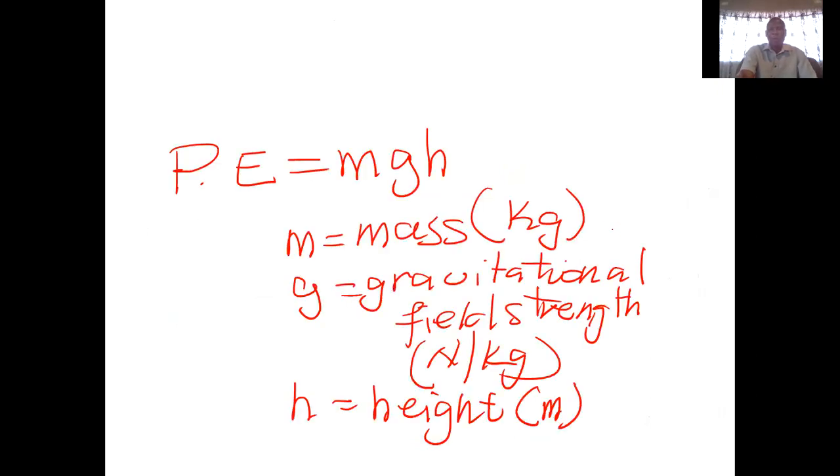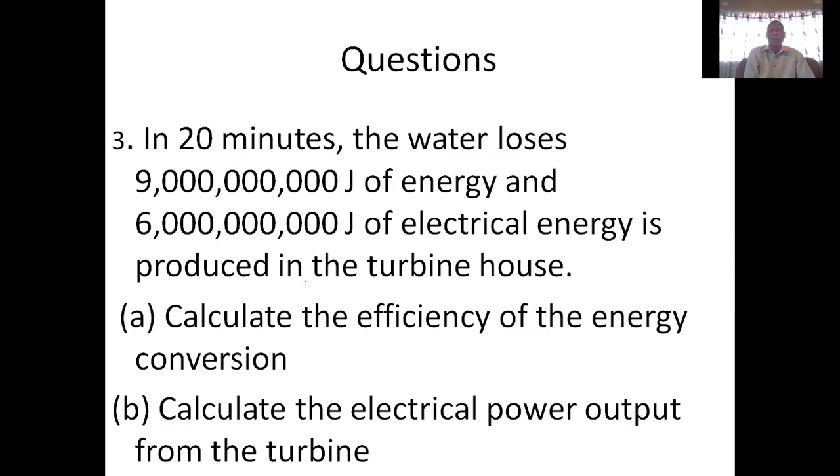And so now we go to the other question. In 20 minutes, the water loses 9 billion joules of energy, and 6 billion joules of electrical energy is produced in the turbine. Calculate the efficiency of the conversion.